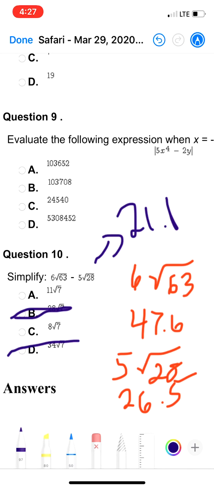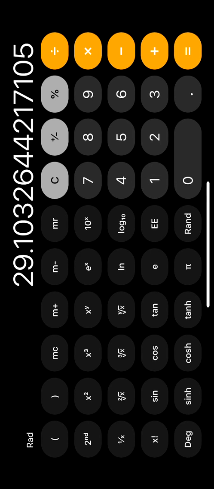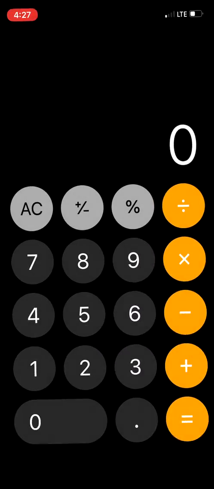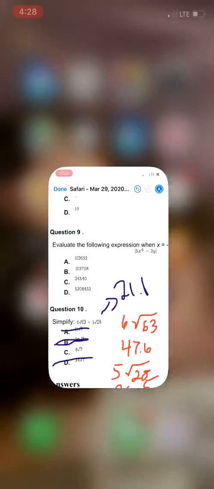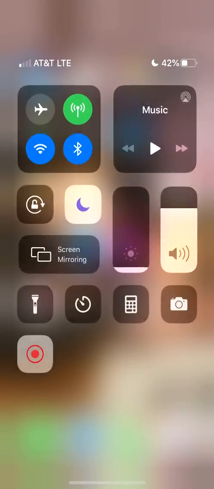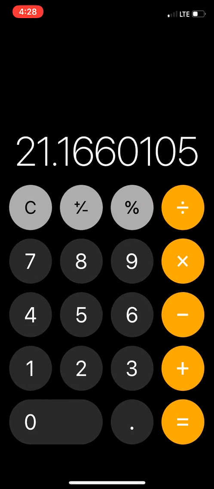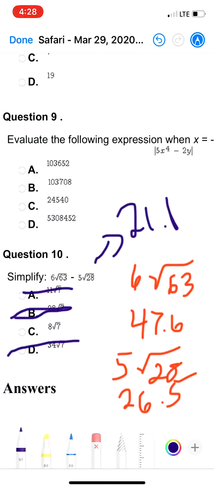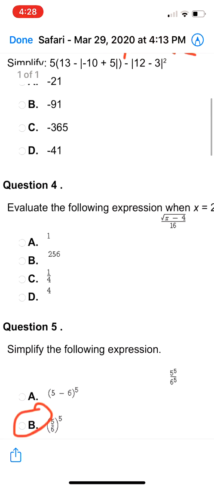So I'm going to put this 11 square root of 7 in here. Remember, put the square root in this calculator first, which is 29, which is bigger than that 21. And the other option was 8 square root of 7. So let's put that in there. Remember 7, which is 21.1. Okay. I know not exactly, but close enough. All right. Now let me go back up to the harder problems and then I'm done.